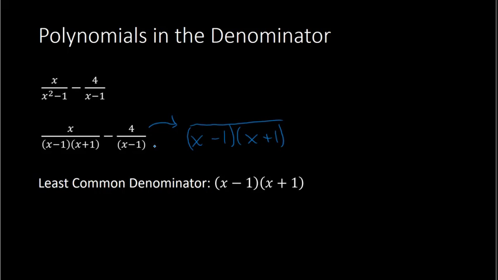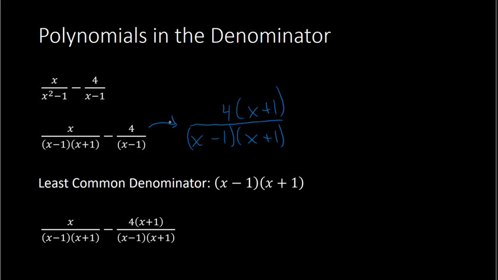So to convert, we notice that we're multiplying the x minus 1 in the original fraction with an x plus 1. That is what's changing from this fraction to the new fraction. So therefore I multiply the top by the x plus 1 as well. So that second fraction I'll write as 4 times x plus 1 over x minus 1 times x plus 1.